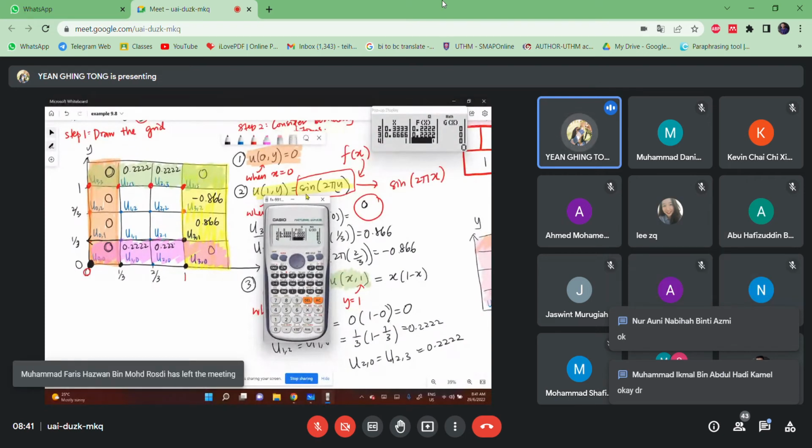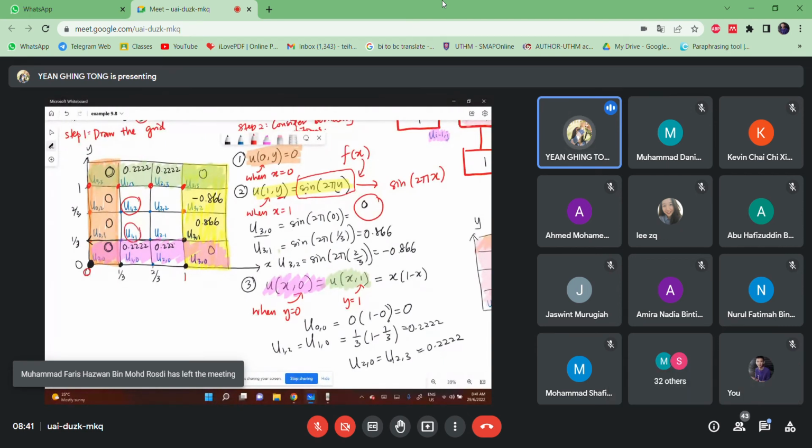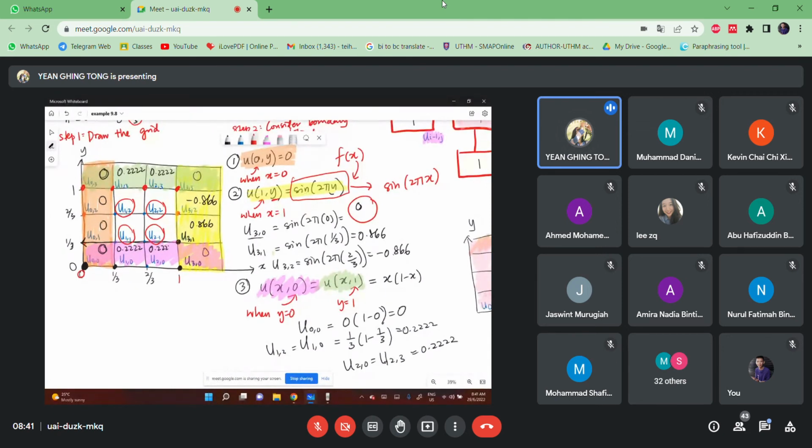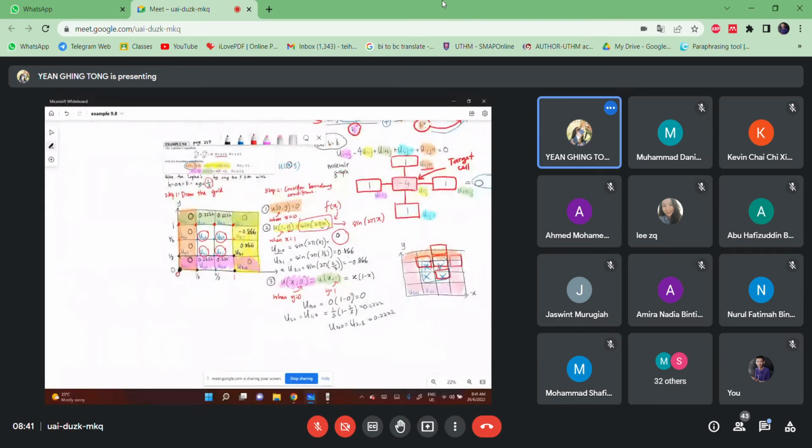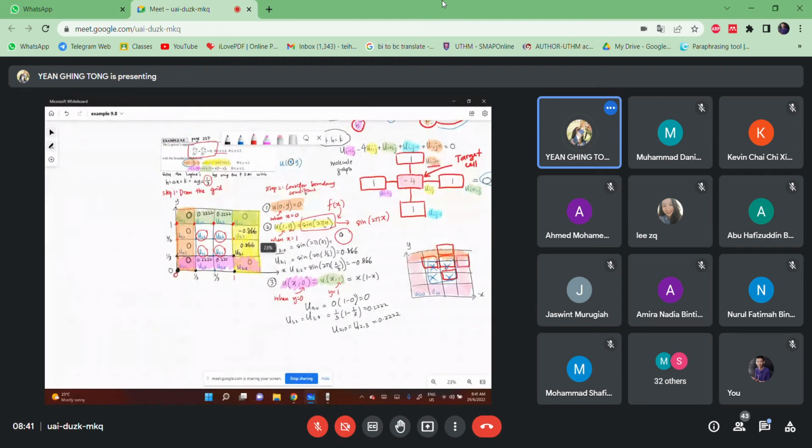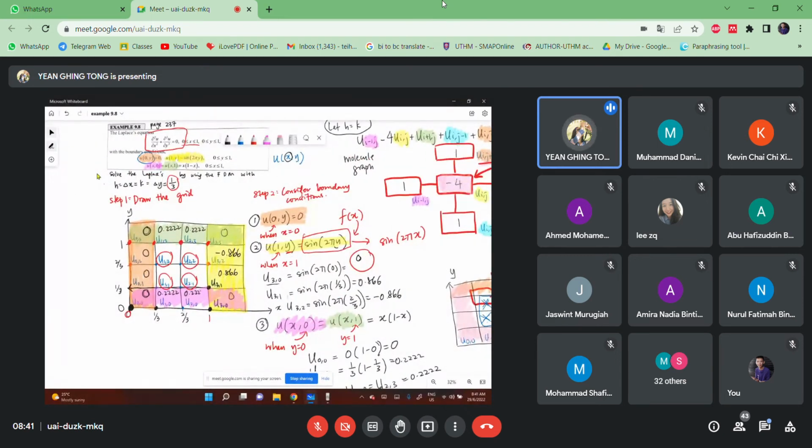Okay, now we want to find this one. Yang kita nak cari adalah u12, u11, u22, and u21. This is 4 value that we want to find. Okay, so after we consider all the boundary, so next we have to write this formula in the finite different form. So step seterusnya, step 3, write in finite different form.